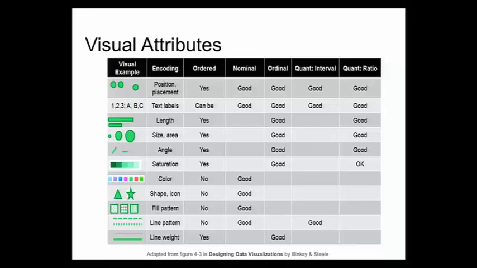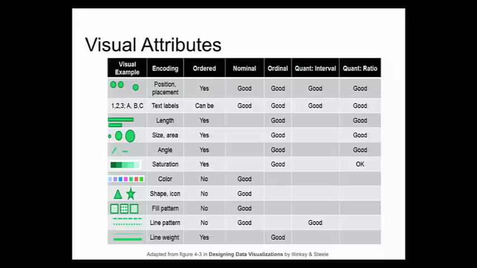And why does all of this matter? Because the type of data that you have reflects the type of visual attributes you should be using to represent that data. I've already mentioned these: position, placement, text labels, length, size, area. This table is adapted from Designing Data Visualizations by Iliinsky and Steele, and the ordered column shows whether or not there's any kind of inherent order to that visual attribute. For position placement, yes. For text labels, it can be, depending on how you order them in your graph. Length does. An important thing is that color does not. Different hues do not have any kind of inherent order to them.